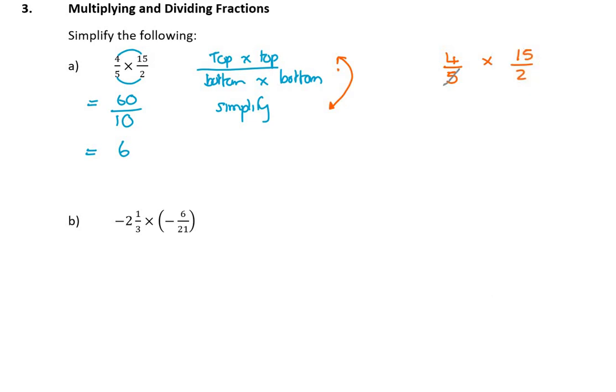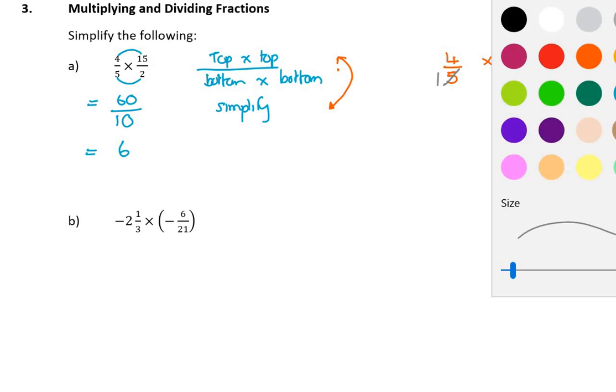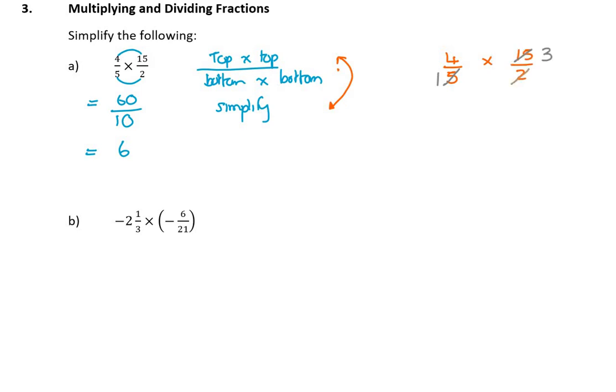So 5 goes into itself once, 5 goes into 15 3 times. Basically, anything at the bottom can simplify with anything at the top. 2 goes into itself once, it goes into 4 twice. So I basically get top times top, which is 2 times 3, which is 6, bottom times bottom, 1 times 1, which is 1. Now, that's not an acceptably simplified answer, because 6 divided by 1 is 6.